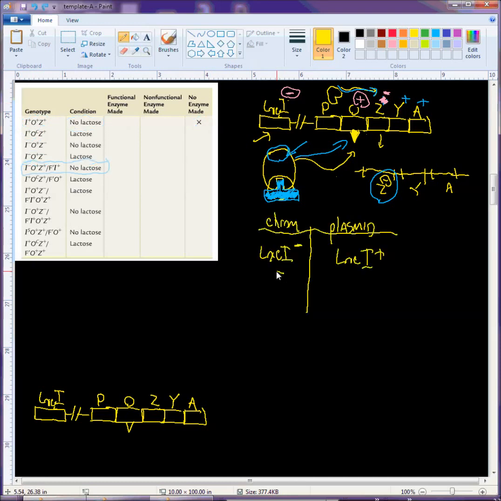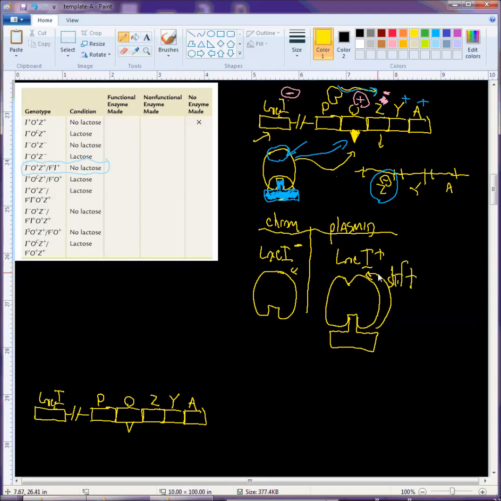It has a mutated operator binding site. It can still bind lactose. It doesn't matter though. The allosteric shift induced is going to do nothing. It still cannot bind the operator. This one right here, however, is perfectly functional. It can bind lactose, and lactose will induce the shift up here.